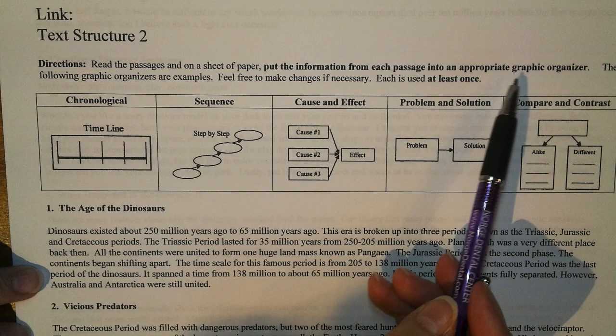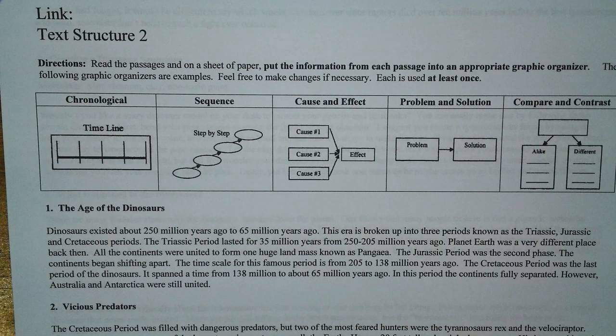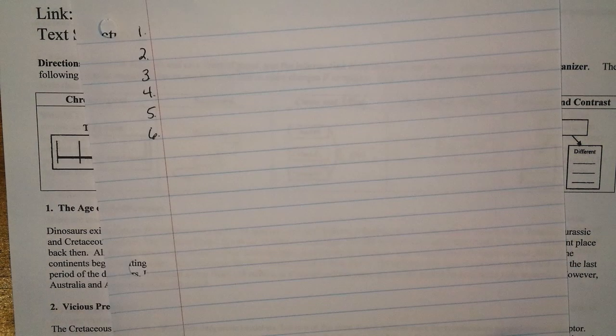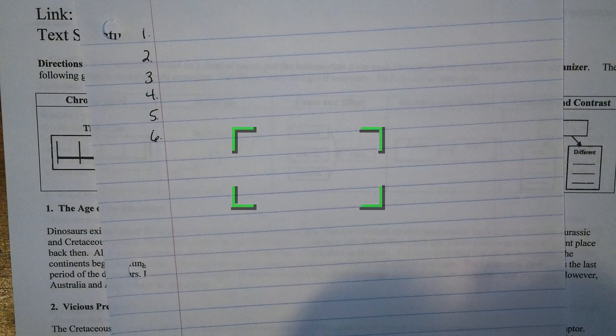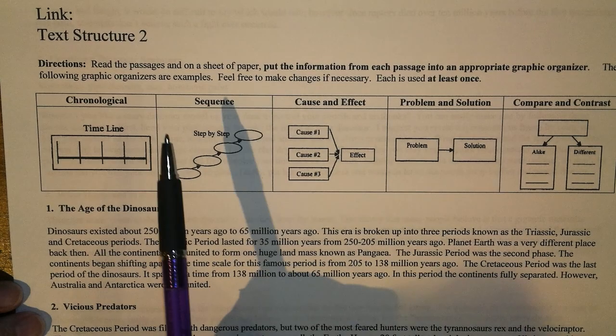What I want you to do instead is either on a Word document or on a sheet of paper, just number 1 through 6. And what we're going to simply do is identify which one each little passage is. And so I'll be reading the passage, okay, and then we'll look at each one of these.